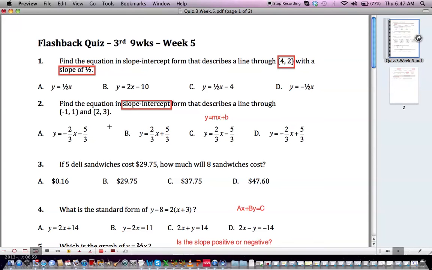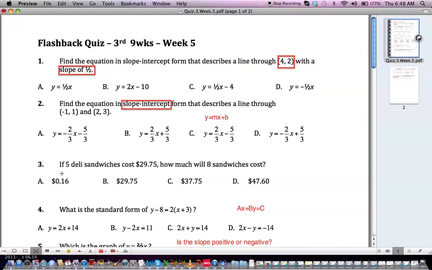Another way you can do this is find the slope by doing y2 minus y1 over x2 minus x1. Once you find the slope, you can rule out some of these and then use your calculator to put them in. So either way you want to do it is fine with me. Okay, you do the best way that you like.